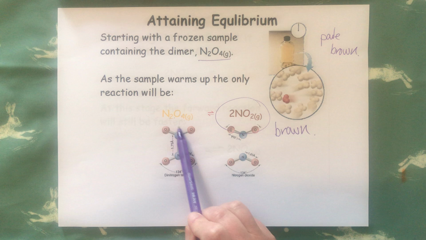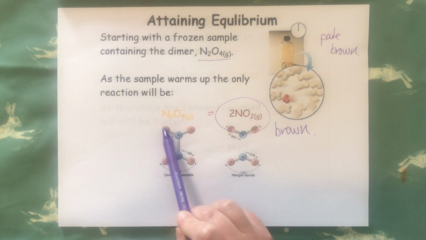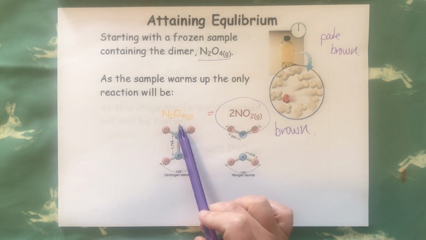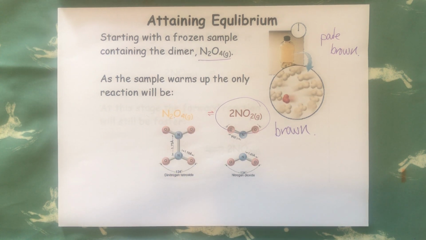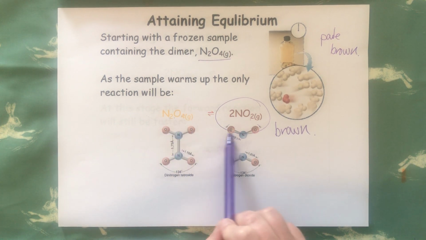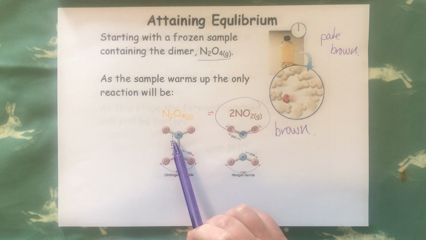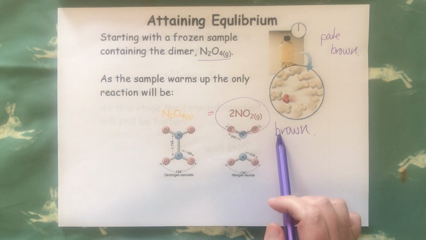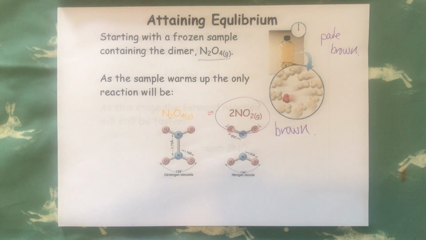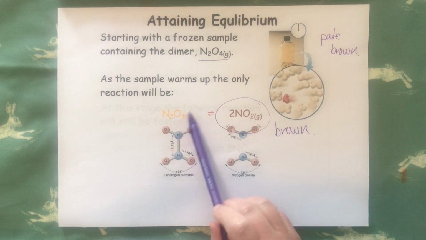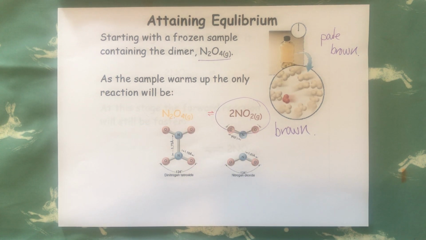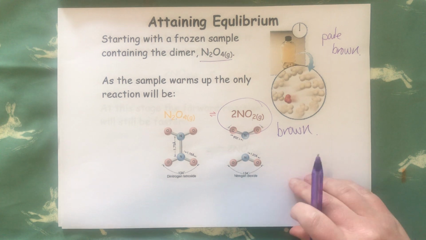So we'll start with this frozen gas, which is a dimer. It's dinitrogen tetroxide. It's a kind of pale brown, yellowy colour. And if we bring that up to room temperature, this reaction starts to happen. So the dimer breaks down to give us nitrogen dioxide gas, which is a dark brown colour. So simply by warming it up, we see this change in colour. So when we see this change in colour, we know that there is a chemical reaction happening here.